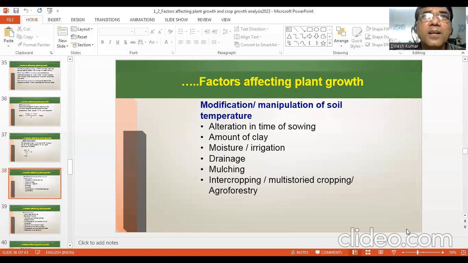As we increase the clay content in soil, what will be the influence of increased clay in soil on soil temperature? Please study it yourself, and tomorrow or next time you explain to me the reason why it happens. Okay. Prepare the complete answer for this.